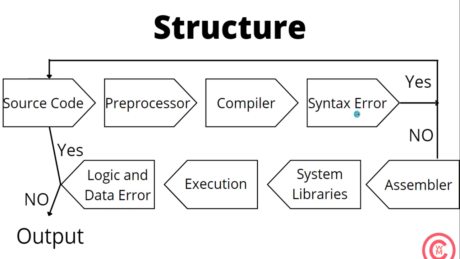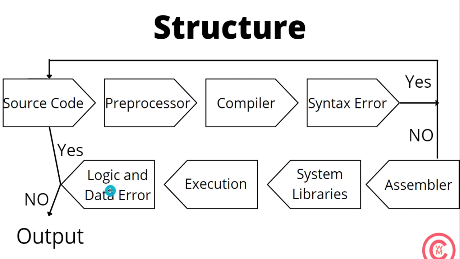I will explain it in upcoming videos, but just understand it as syntax. So many syntaxes are there for so many programming languages out there. Each programming language has a different syntax. So if any syntax error is found, then the process will come directly back to the source code, and the process will never execute. It will stop. But if there is no syntax error, then it will come to the assembler, and then it will go to the system libraries, then execute the program.